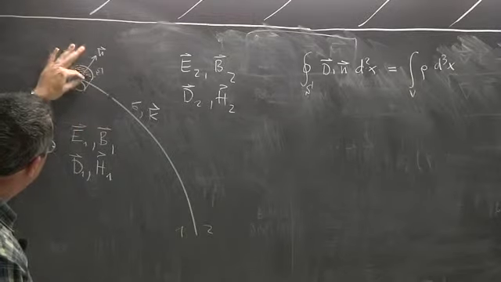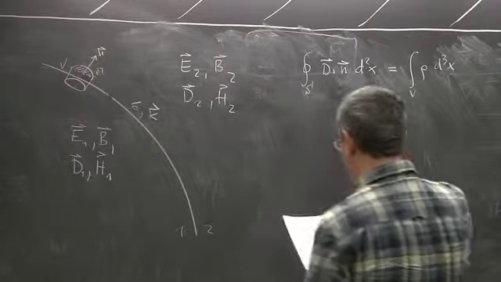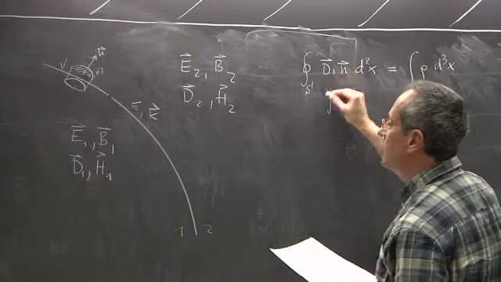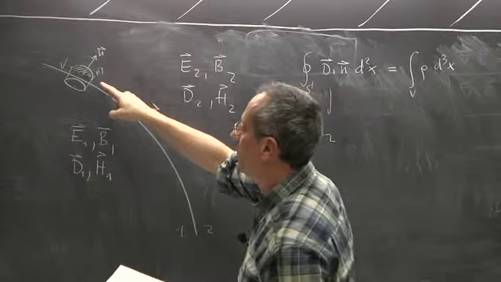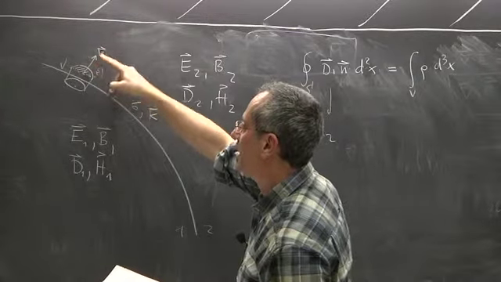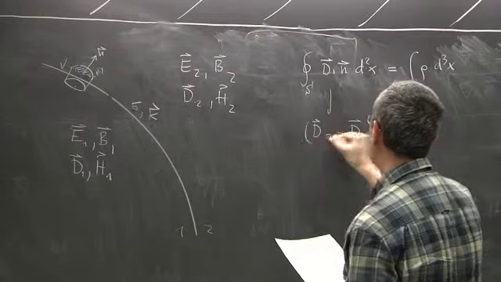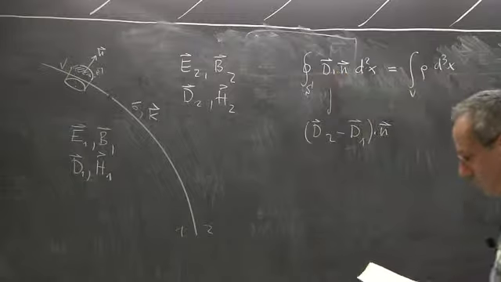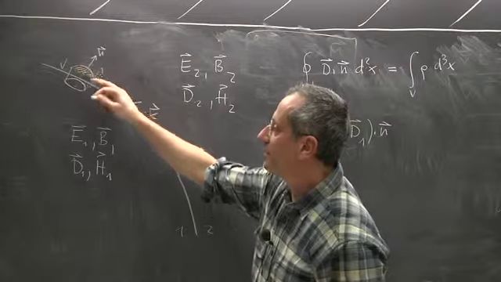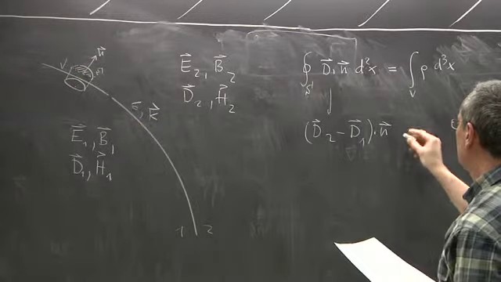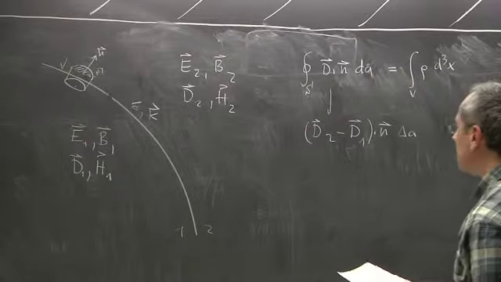Okay, so I squeeze this, I take a tiny cylinder, and you see if I do that, I get on this side, this is what? It's just the change, right? D projected along the normal direction, D2 minus D1, times this surface S, I call it, or let's call it dA. If I call this A, it's simpler like this.